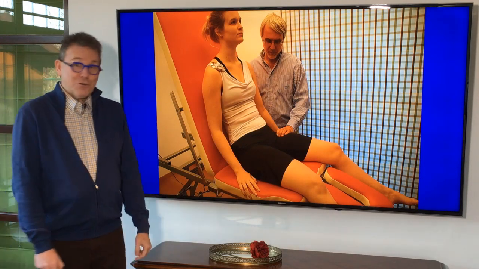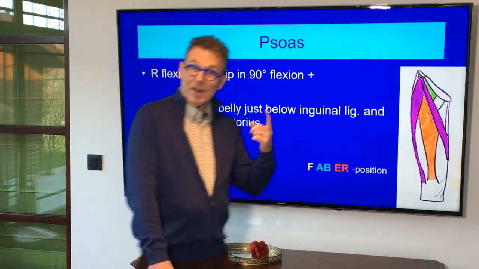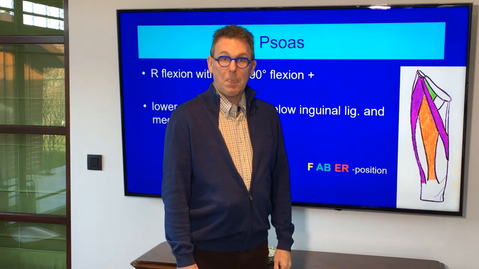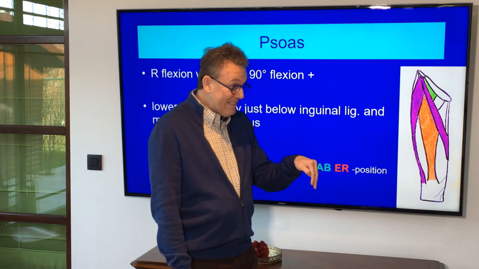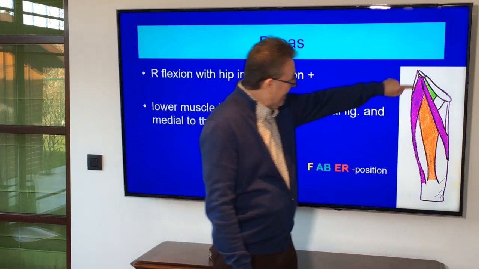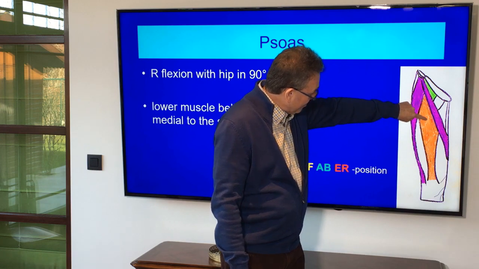The rectus, well, let me come back to this image. It could also be a rectus lesion. Then not only resisted hip flexion is painful, but also resisted knee extension. And where do we find the rectus? Lateral to the sartorius, and we're going to friction that part.